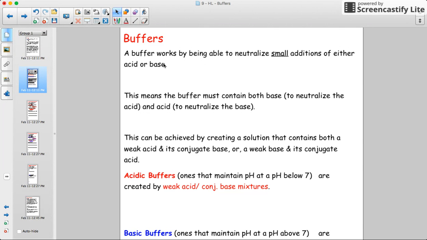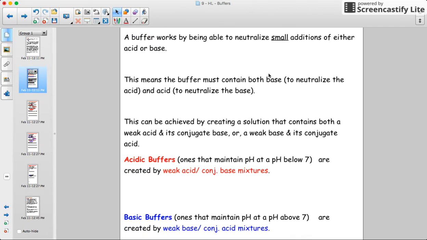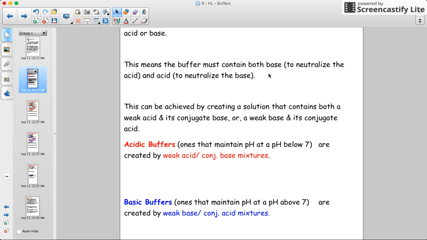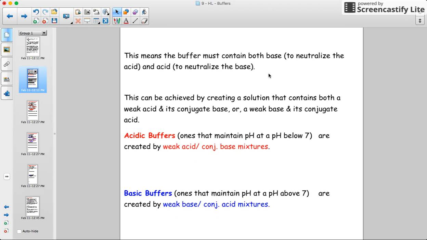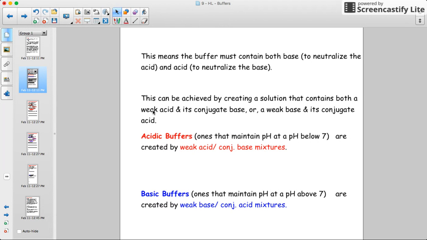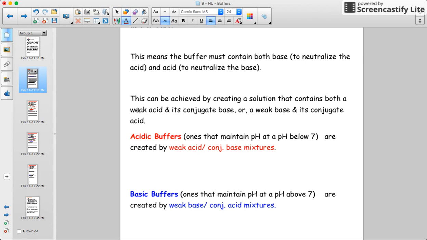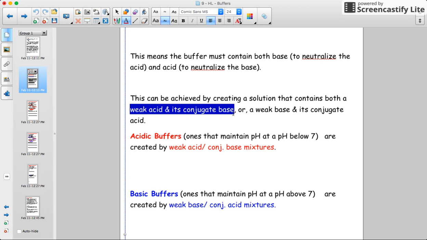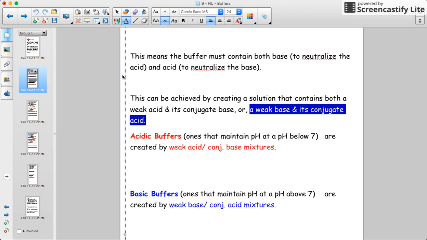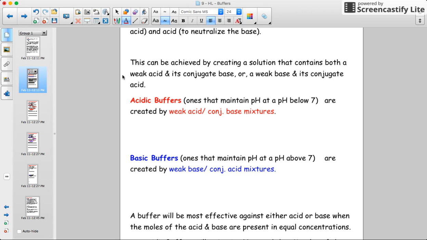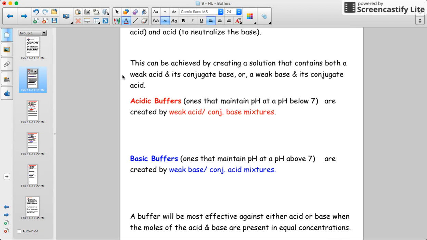So here's our definition once again. A buffer works by being able to neutralize small additions of either acid or base. If you're going to neutralize an acid, you need to contain base, and if you're going to neutralize base, you need to contain acid. So the way that a buffer works is it contains both a weak acid and its conjugate base, or it contains a weak base and its conjugate acid. It's going to have to contain both of those things in relatively high amounts.